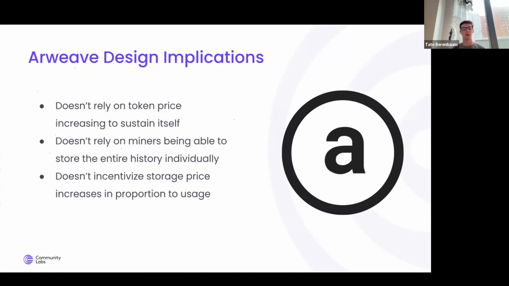It doesn't rely on token price increasing to sustain itself. It doesn't require a market, or it doesn't rely on volatility to sustain. It also doesn't rely on miners being able to store the entire history individually. To talk more about this one, because I think it's really interesting, there's really two reasons why we don't want that incentive to exist and why it's good that it doesn't.